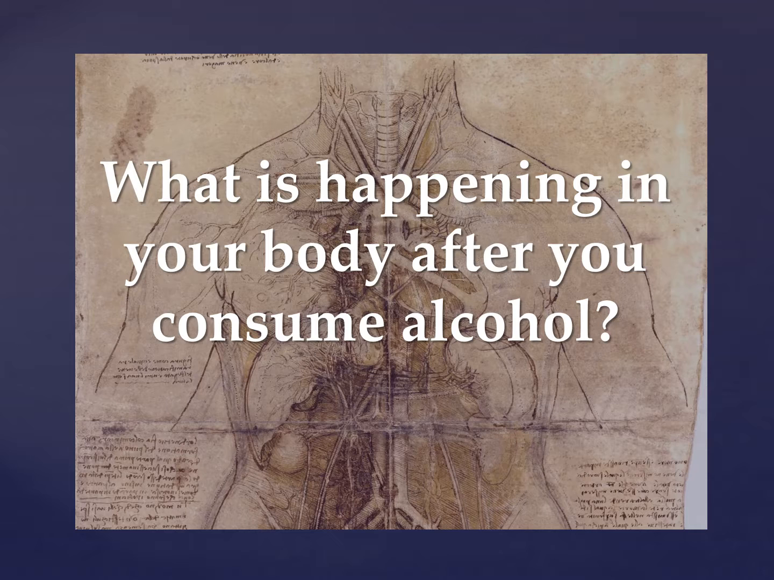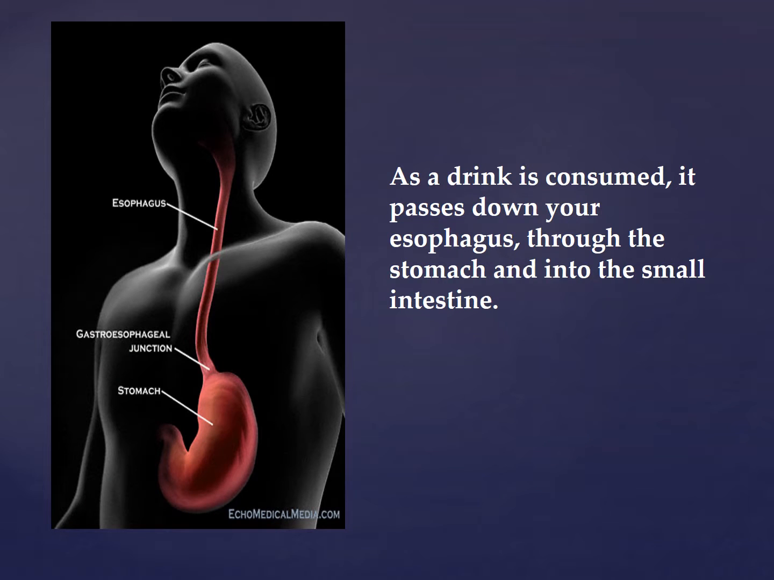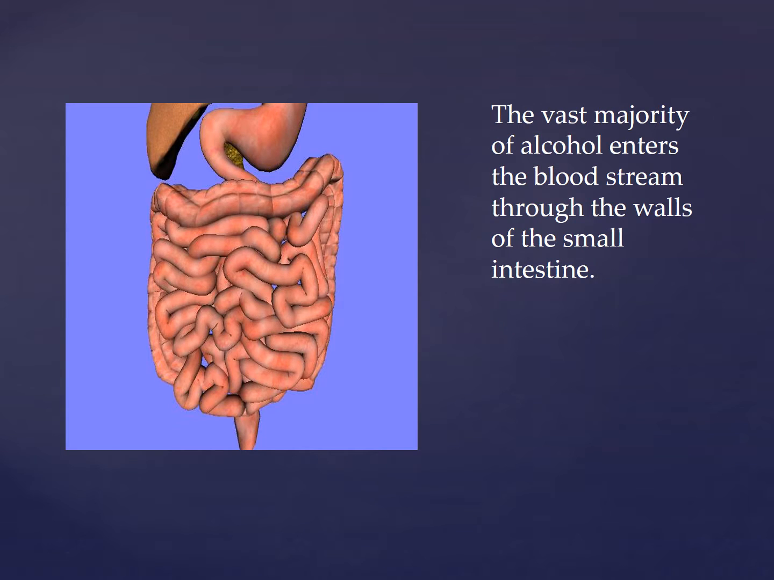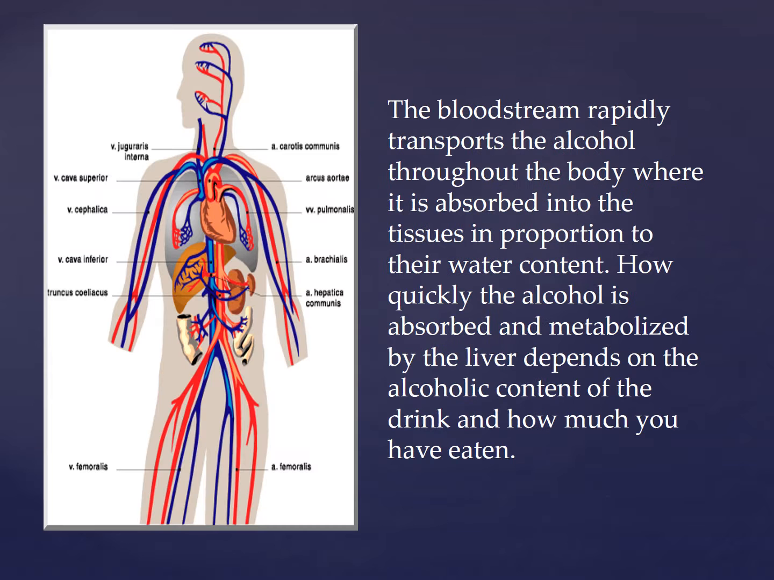The first thing we're going to discuss is what actually is going on in your body when you're drinking. As a drink is consumed, it passes down your esophagus, through the stomach and into the small intestine. The vast majority of alcohol enters the bloodstream through the walls of the small intestine. The bloodstream rapidly transports the alcohol throughout the body where it is absorbed into the tissues in proportion to their water content. How quickly the alcohol is absorbed and metabolized by the liver depends on the alcoholic content of the drink and how much you have eaten.